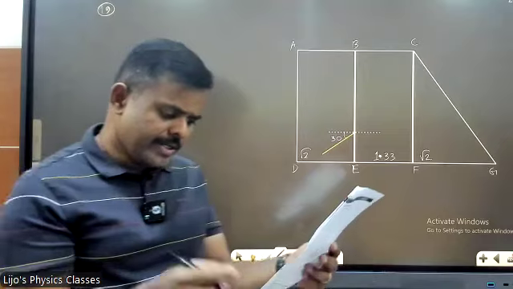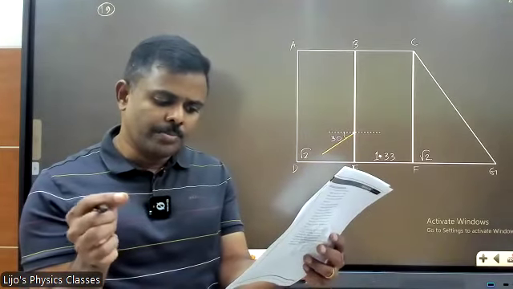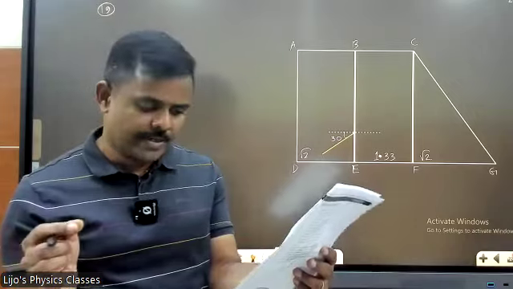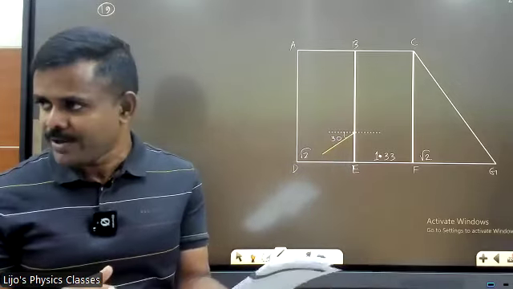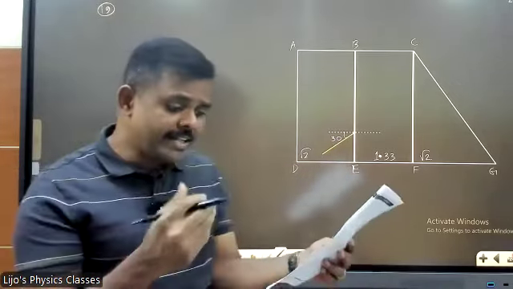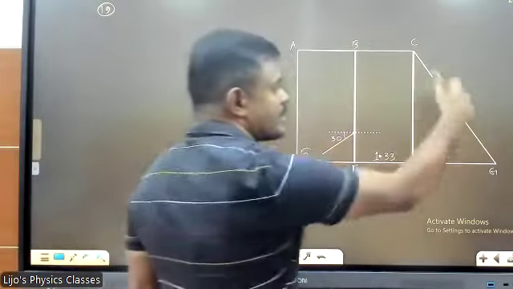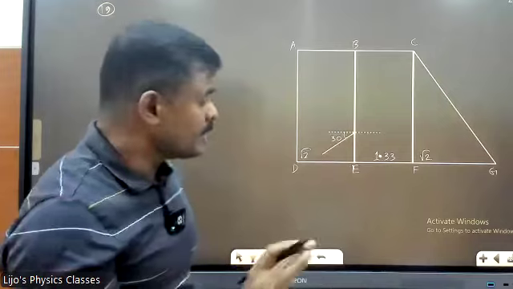What is the question? Trace the path of the ray through media 2 and 3 as it emerges out of face CG. We have to trace the path of the ray. And the second part: find the angle of emergence at face CG. I have to find the angle of emergence on the last surface. Okay, so let us do this.